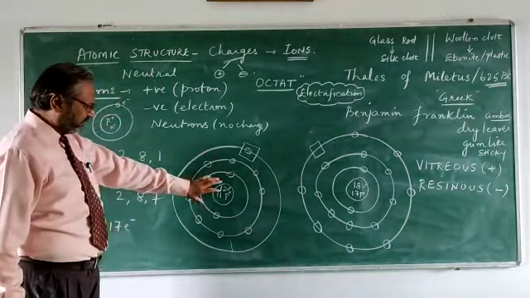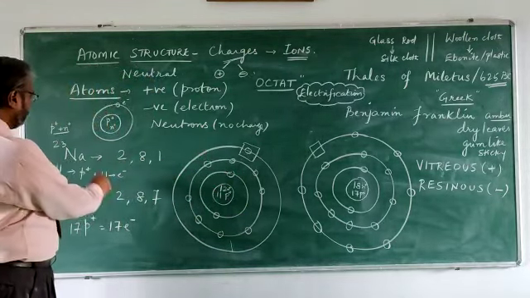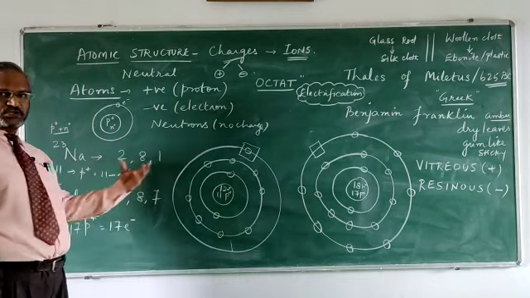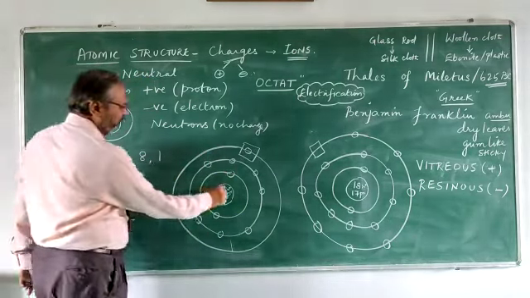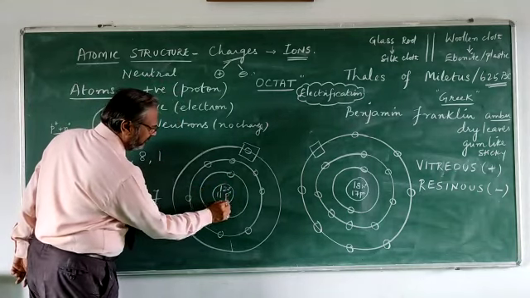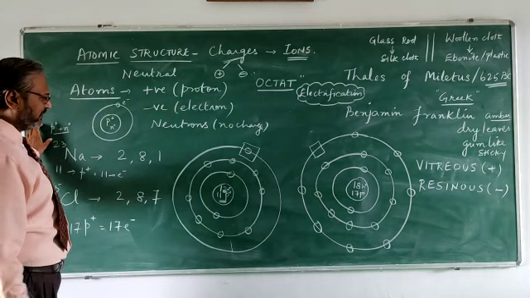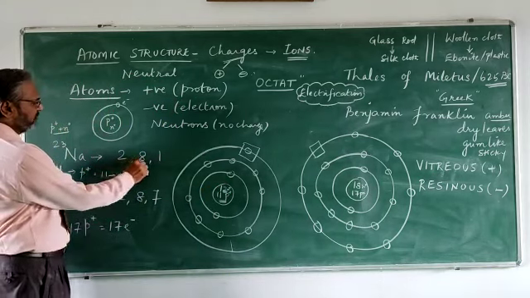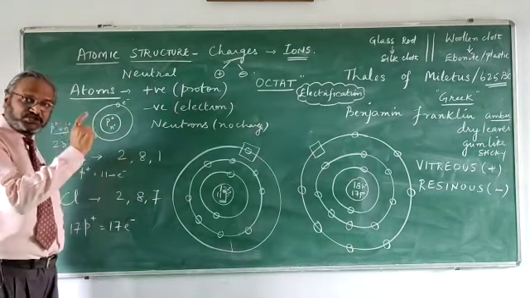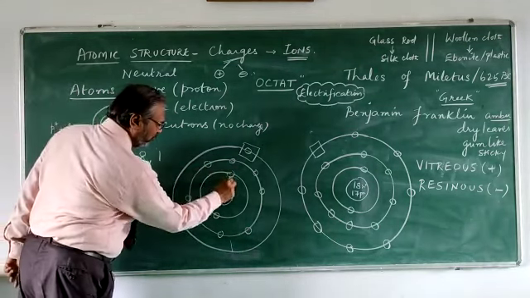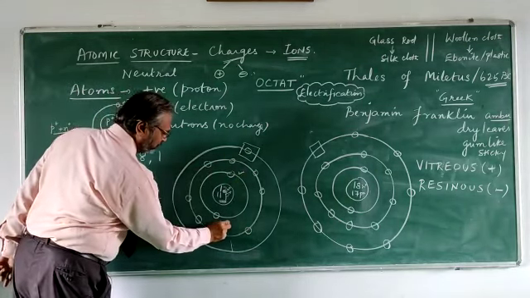Let me take the sodium. Sodium 2, 8, 1. This is the structure. Now, in the nucleus, 11 protons and 12 neutrons are there. Fine. Now, how am I arranging them in the shell? In the first shell, there are 2 electrons, 1 and 2.